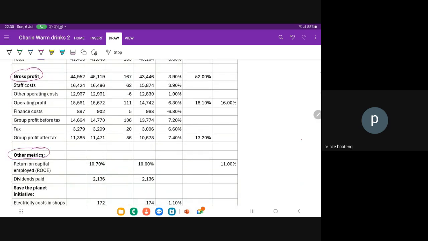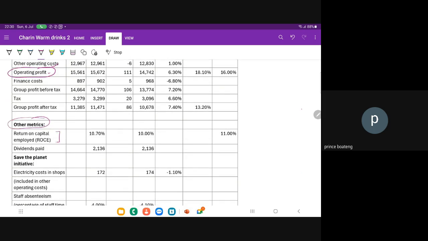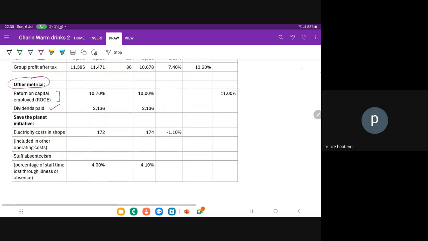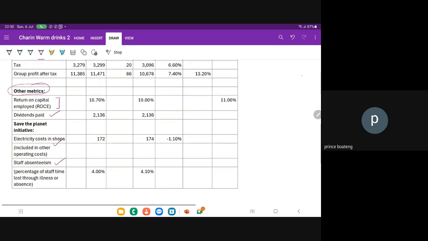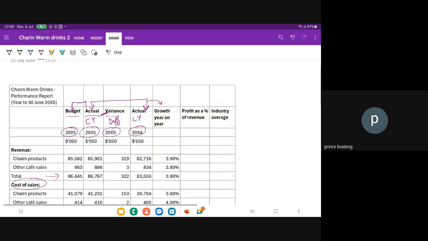In other metrics, return. Net profit is not given. After gross profit there is staff cost, other operating cost, operating profit. Yes, operating profit is given here. Finance cost. Other metrics include return on capital employed, dividends paid, and save the planet electricity cost in the shops, staff absenteeism, and that's it. So these are a few things which are given in the question.